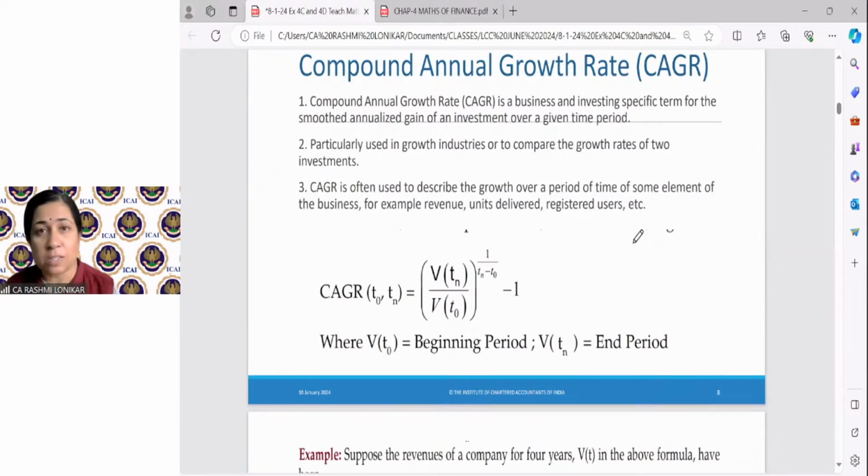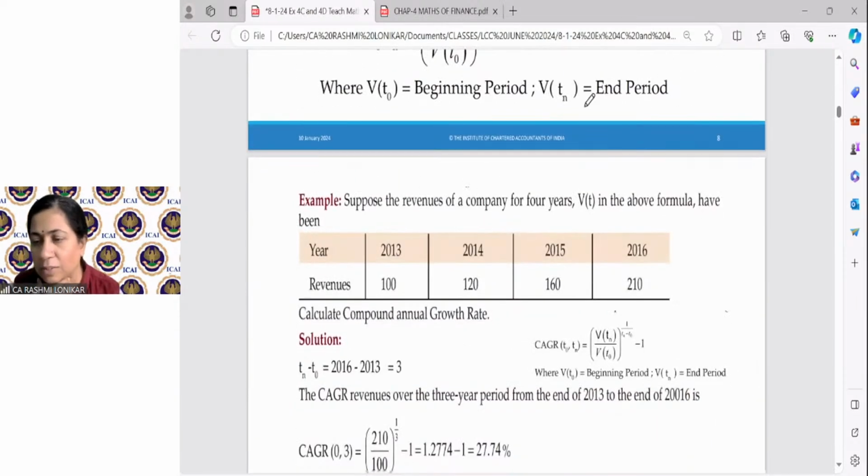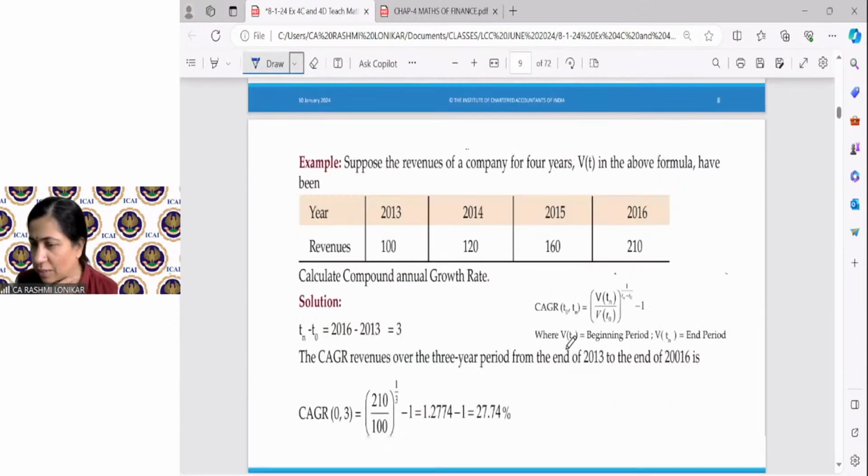Then we talked about CAGR. CAGR is when you are comparing between two time periods. So Tn and T0, we take some time period as base and Tn. So here we have Vtn upon Vt0 raised to 1 upon Tn minus T0, minus 1. And then we took this example also.